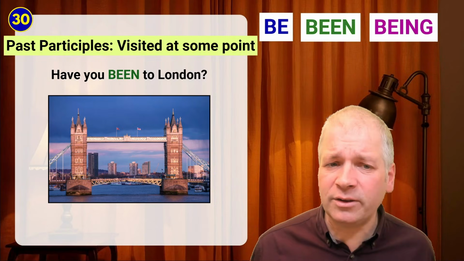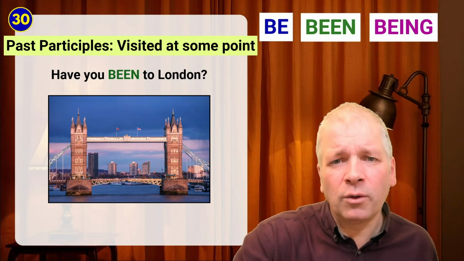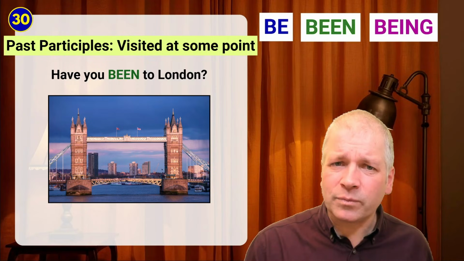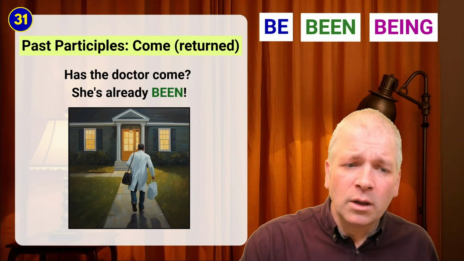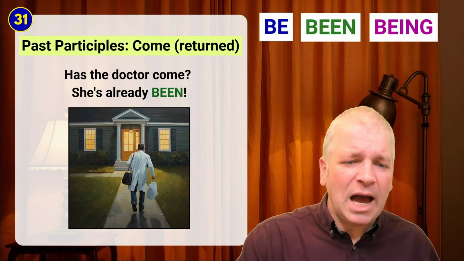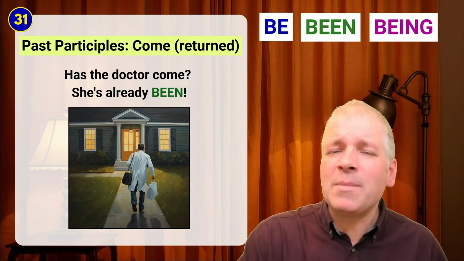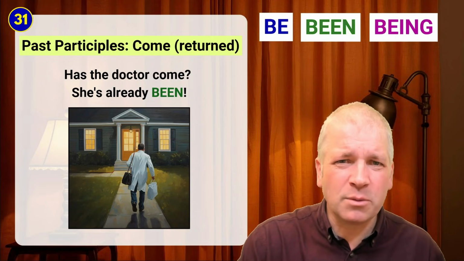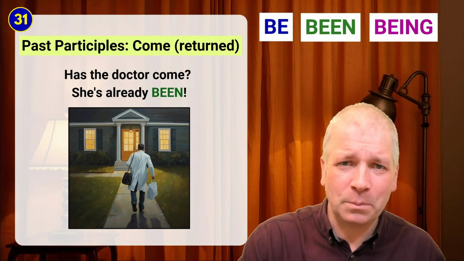Have you been to London? We're not focusing on whether they have gone and returned here. We just mean at any point in time. Were you in London? Have you been to London? We can also use it to mean come and then return. Has the doctor come? She's already been. That means in the past she came and then she left again. So similar to go, but slightly different because we're using the verb come here.